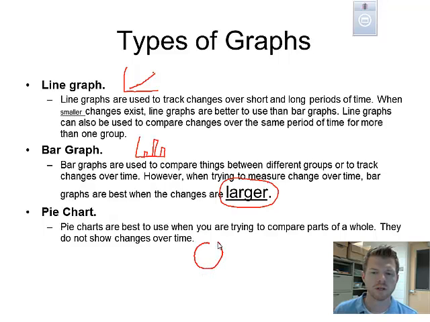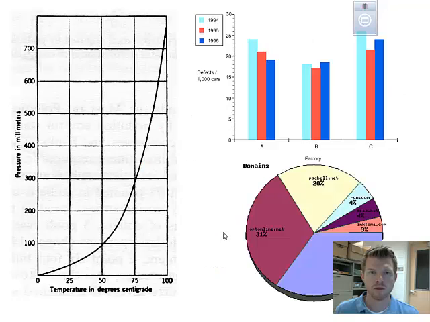This is when we want to compare parts of a whole. So we can see what percentage was each of the variables. Okay. Here's some examples of each of those. Here's our line. Here's our bar. And then here's our pie.